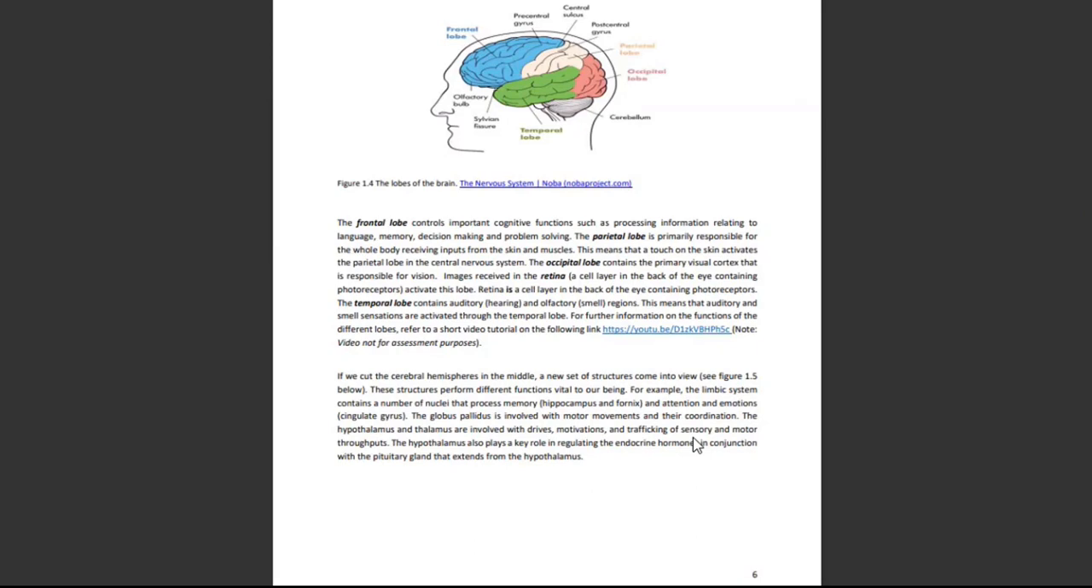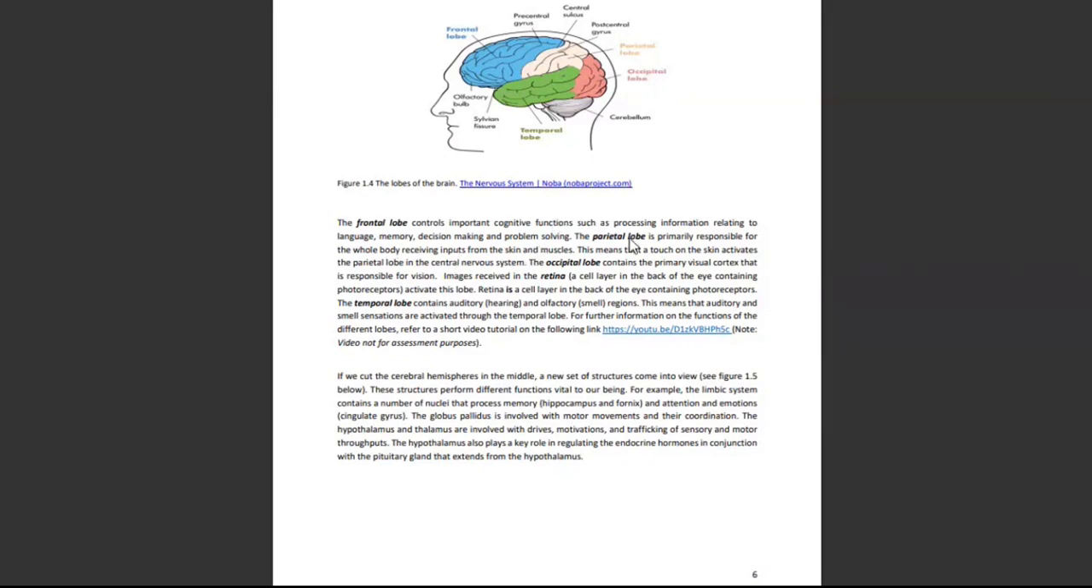Then the key aspects of the brain are these: frontal lobe, parietal lobe, occipital lobe, and temporal lobe. Frontal lobe determines what? Your thinking process, the cognitive functions, thinking and reasoning. What do you mean by thinking and reasoning? Language, memory, decision making, and problem solving.